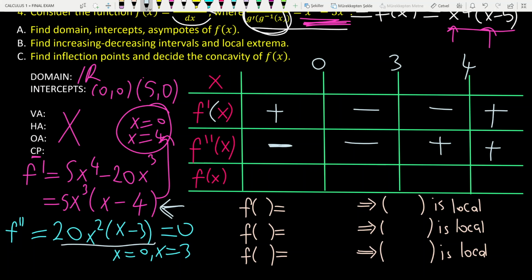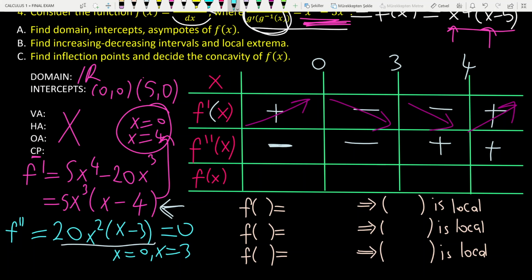So what about the concavity of the function? What can we say about the concavity? Since f prime, let me first talk about increasing decreasing intervals. Since f prime is positive, the function increases. Since f prime is negative, the function decreases here. And finally, the function increases. Okay, what about the concavity of the function?